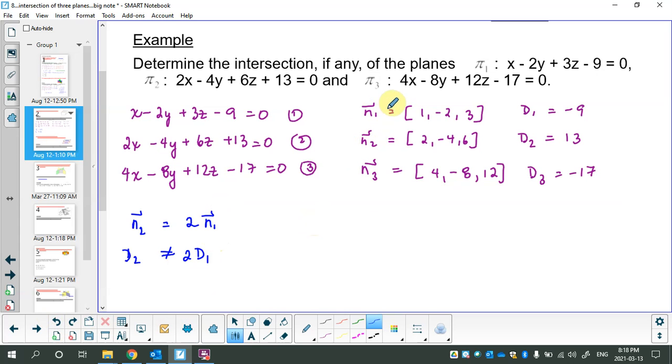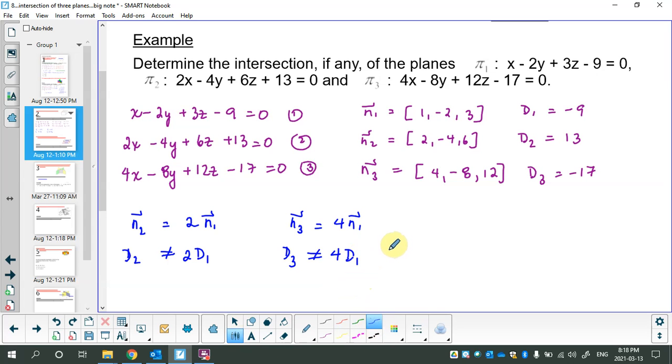If I then look at 1, which has the little numbers, and 3, the normal for 3 is equal to 4 times the normal for 1. But if you look at the d values, that doesn't work. So the d value for 3 is not equal to 4 times the d value for 1.